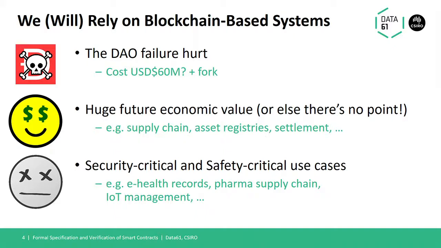Most of us are here because there's huge potential economic value in having these blockchain-based systems. If there's no value, then why are we here for many of us? That can be in supply chain, asset registries, there's a whole range of different use cases. But because there's so much economic value, if the blockchain-based systems fail, that's going to cause a whole lot of pain for people relying on those systems. But it's not just economic value. Increasingly, there's a lot of security-critical and safety-critical use cases being put on blockchain. And there, if the blockchain-based systems fail, then people can get hurt or die. So we want to have systems that work.